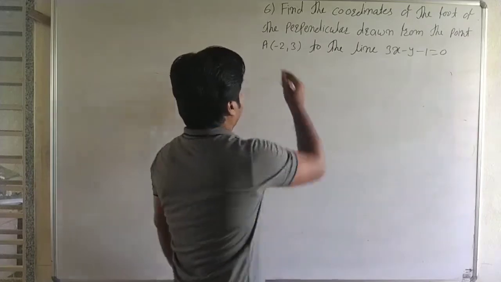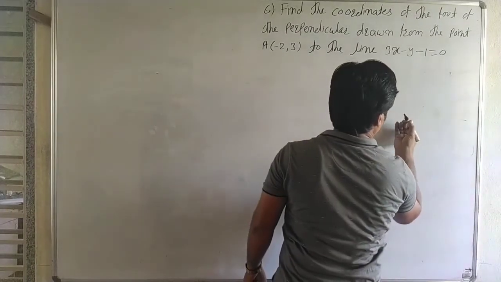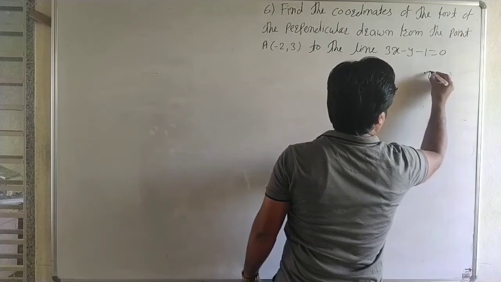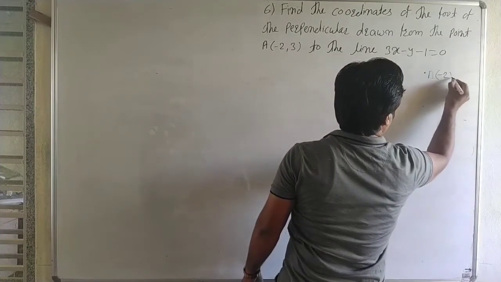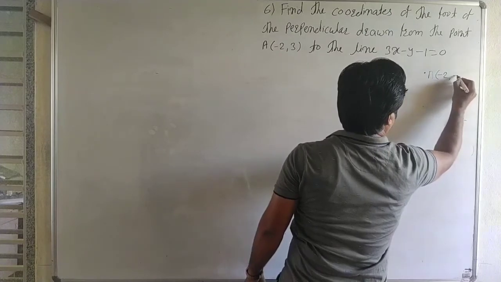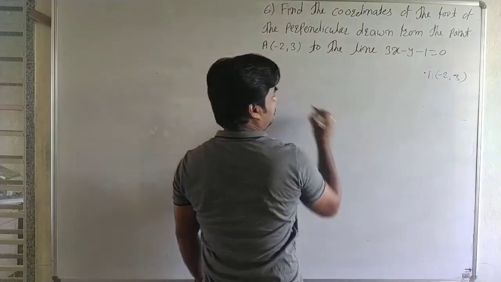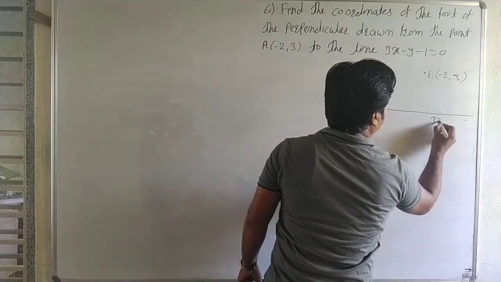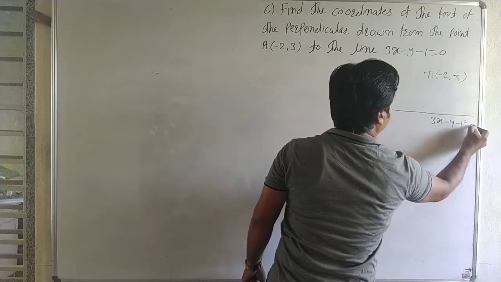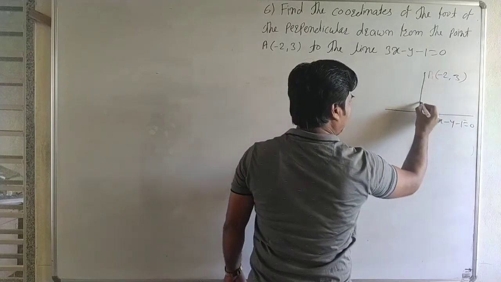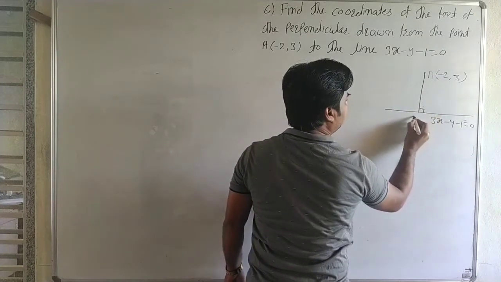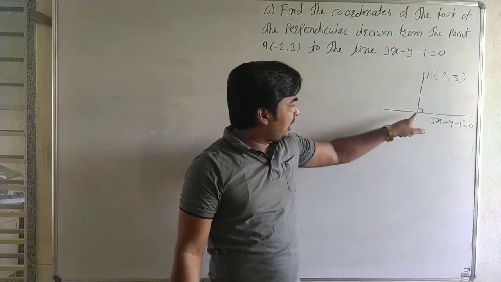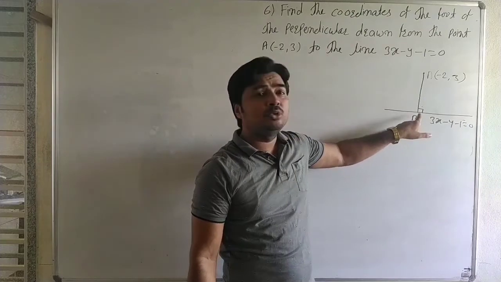Here the given point is A, minus 2 comma 3, and the line is 3x minus y minus 1 equal to 0. Then we consider B as the foot of perpendicular. Now we want to find the coordinates of this foot of perpendicular.